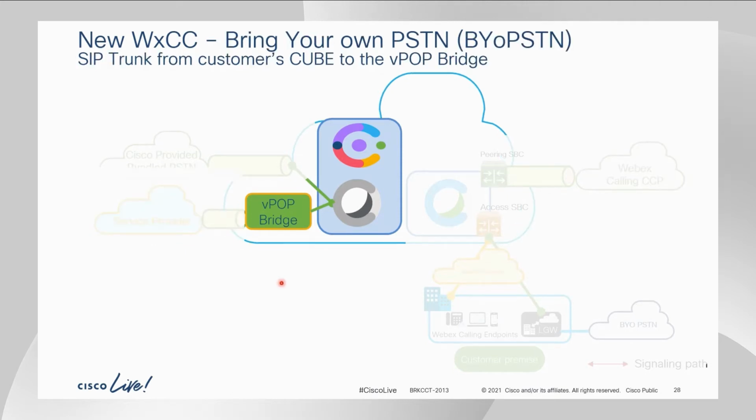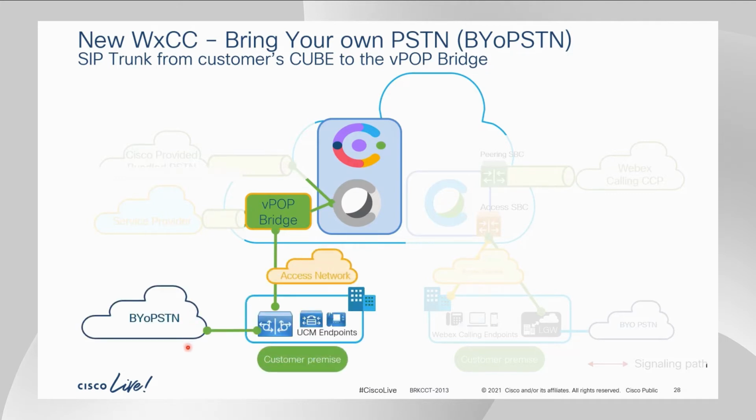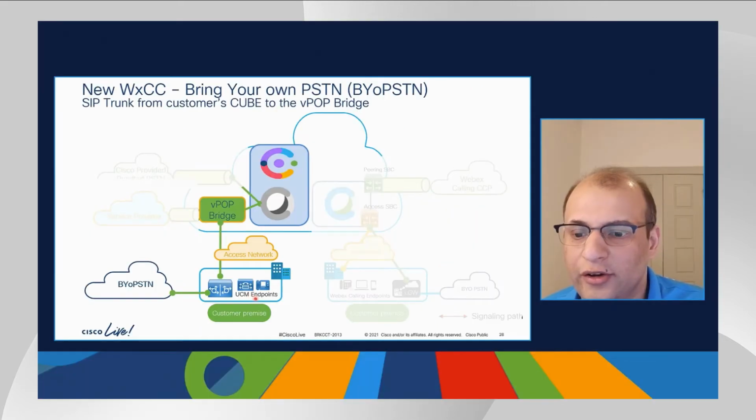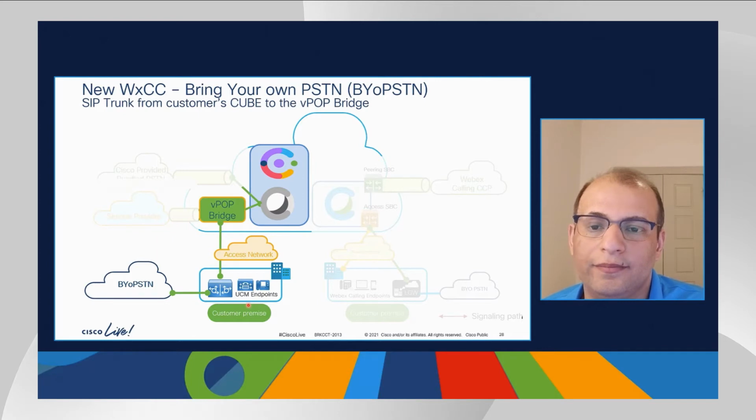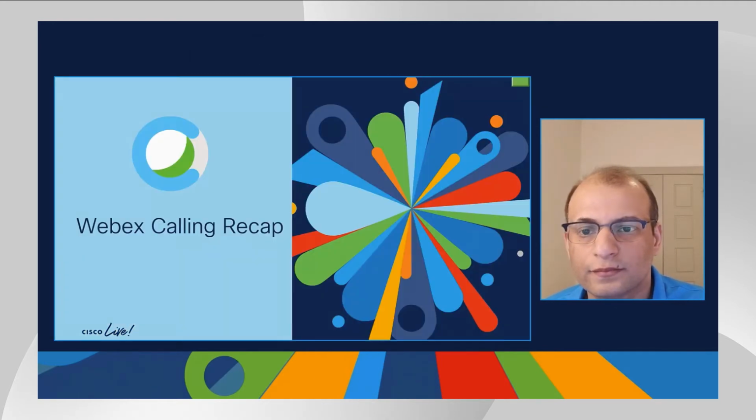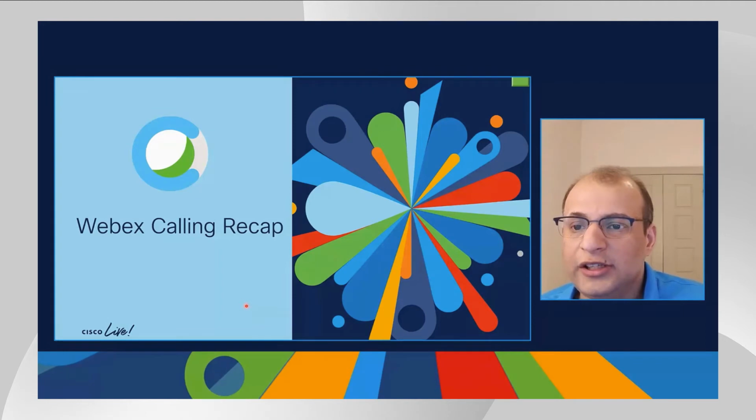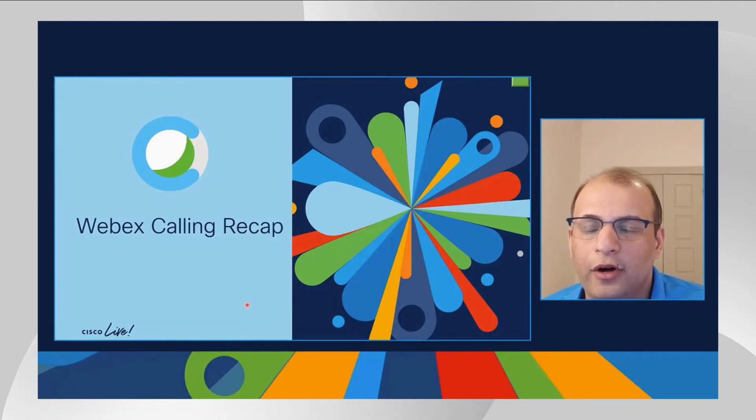Then the third option is for customers who want to utilize their own PSTN service, meaning the bring your own PSTN option. They can again deploy a cube on their premises to connect to the VPOP bridge, and then the other leg of the cube to their own PSTN option, and then from the cube to the unified CM and the agents, which are unified CM endpoints. This is again based on the customer's deployed PBX choice, like unified CM or third-party PBXs are also fine. So these are the 3 options that do not depend on Webex calling.